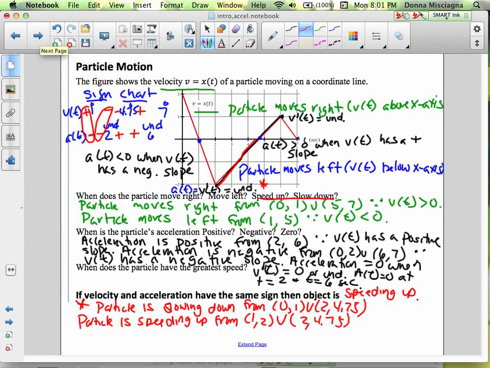All right, so now let's go from 6 to 7. We know velocity is positive on that entire interval because it's above the x-axis. How about acceleration? Acceleration from 6 to 7 is negative, because we have a negative slope on velocity. So the particle is slowing down from 0 to 1, from 2 to 4.75, and from 6 to 7.